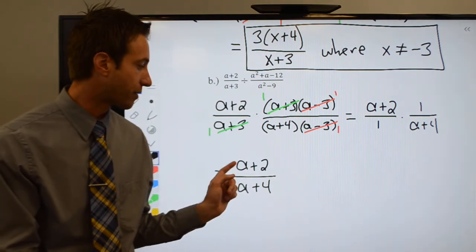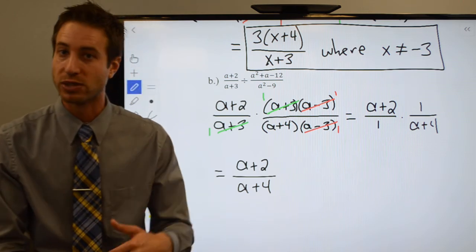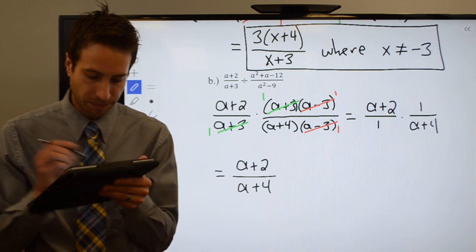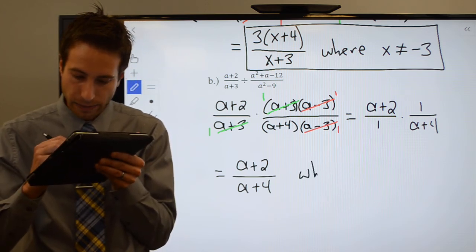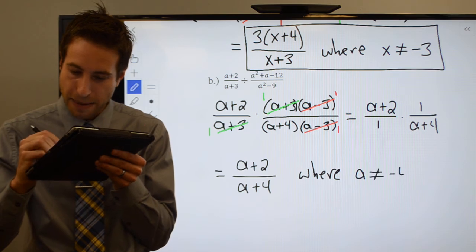Same if it were subtraction. If it were an a minus 2 and an a minus 4, you still could not cancel those a's and reduce the 2 and the 4. All right, where a cannot be a minus 4.